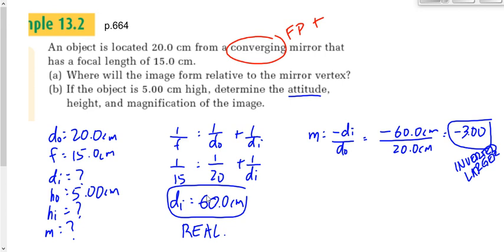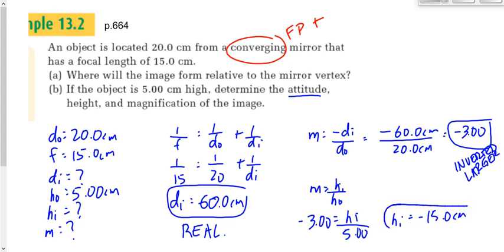Now, let's find the image height here. M is equal to HI over HO. Negative 3 equals HI over 20. No, HI over 5, I should say. There's the image height. Now, the image height could have also told me that it was inverted because it's a negative HI, and it also could have told me that it's larger because the object is only 5 centimeters tall and the image is 15. So either one of these gives me those last two characteristics.